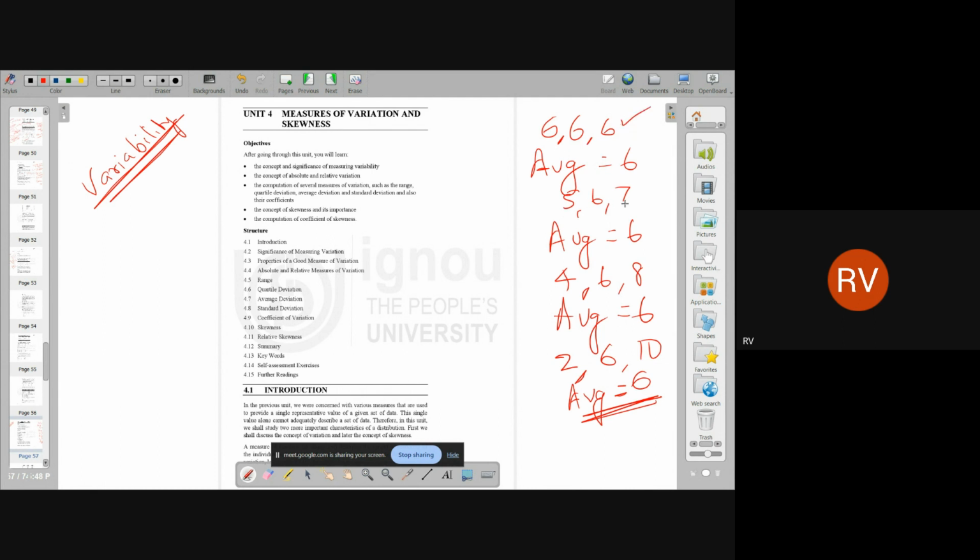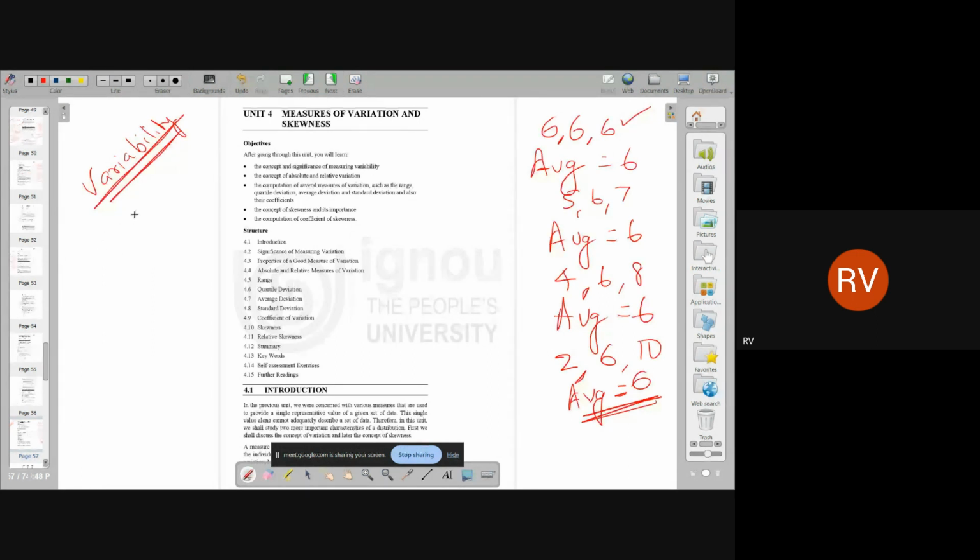In the first case there is no variability. Here the variability is 7 minus 5, that is 2. An easy way of finding variability is highest minus smallest value. Here the variability is 4, and here it is 8. Therefore, to compare data, it is necessary to find the actual variability, the measures of variability.